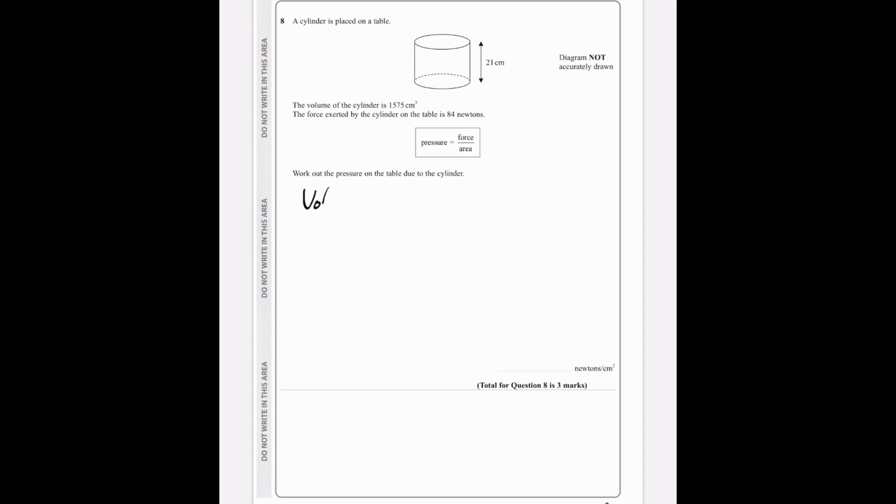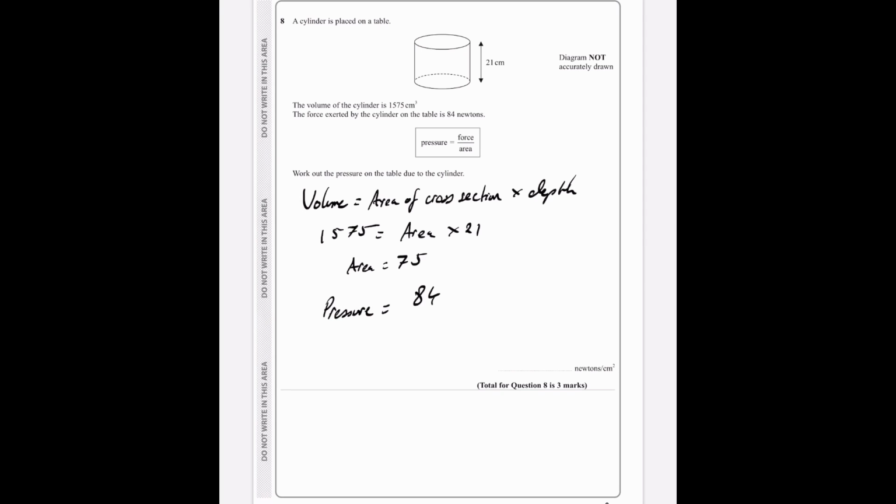For the cylinder on the table, well, the cylinder is a type of prism, so the volume of a cylinder will be the area of a cross-section times its depth. In this case, its depth is 21. It tells us in the question that the volume of the cylinder is 1,575 centimetres cubed, so 1575 will be equal to the area times 21. Divide both sides by 21, we get the area of 75. Therefore, the pressure is the force, 84, over the area, which is 75, which comes out as 1.12 newtons per centimetre squared.